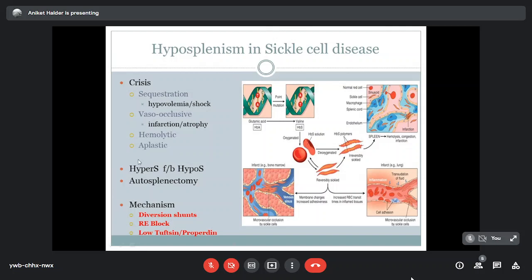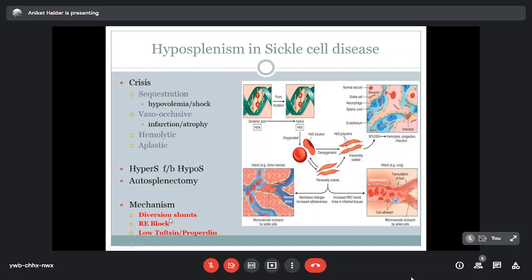And the other crises are the hemolytic crisis, which is mainly due to increased hemolysis of the red cells, and the aplastic crisis, where there is associated bone marrow suppression due to infection, mainly by parvovirus B19. So in sickle cell disease, there can be hypersplenism followed by hyposplenism, and the mechanism of this hyposplenism is mainly due to diversion shunts.